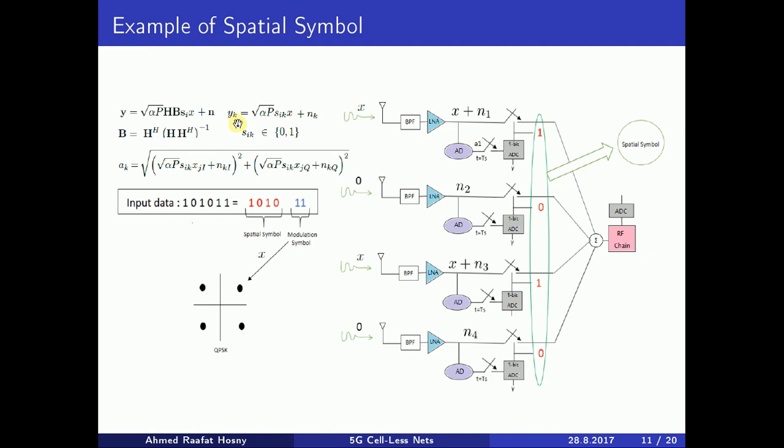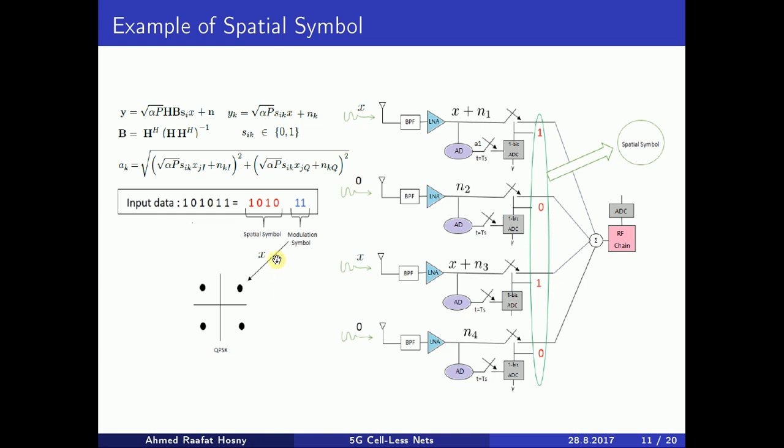The k-th antenna can receive the modulation symbol X if the spatial bit is 1. Otherwise, the receive antenna will receive only noise. So let us consider this example. The input data bits, in black, are divided into the red bits, which refer to the spatial symbol, and the blue bits, which refer to the modulation symbol, maybe from a QPSK constellation or any QAM constellation.